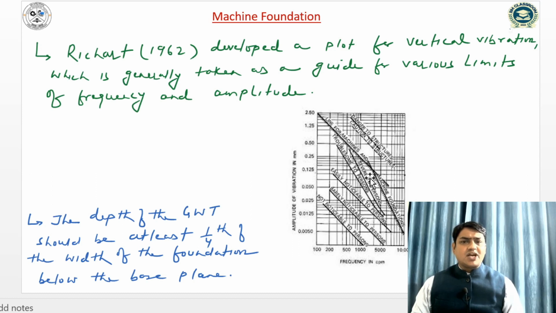These are the various ranges of frequency and amplitude. With the help of this chart we can read the various values of amplitude for different frequency values. Another criterion of the machine foundation is that the depth of the groundwater table should be at least 1/4 of the width of the foundation below the base plane.